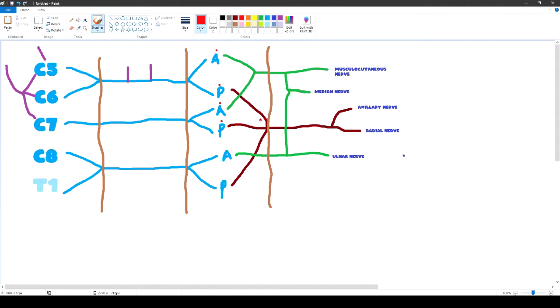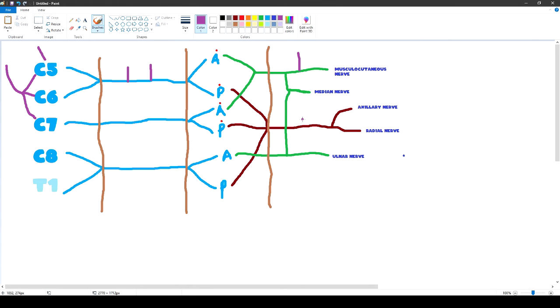Okay, so now let's look at the cords. The lateral cord is formed of two lacking divisions, the anterior division of the upper trunk and the anterior division of the middle trunk. It's formed of two lacking divisions, and it can only give a small amount of branches. It can actually give only one smaller branch, because it's formed of anterior divisions that are lacking.